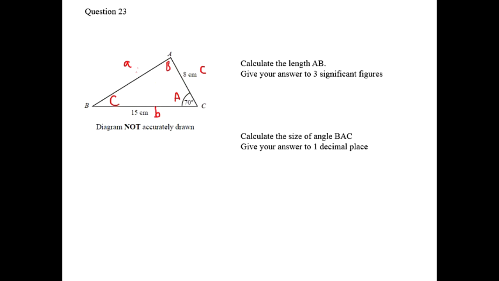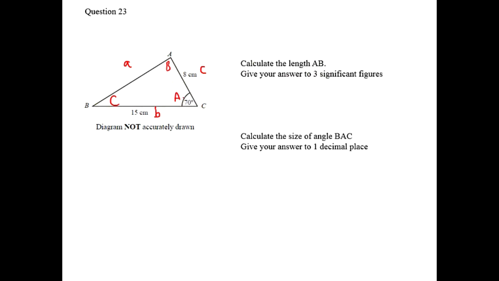Now the reason I've labelled it like this is because I can tell this first question here is a cosine rule question. We're asked to find the length here AB, but we're given two sides and the included angle. That's one of the ways of having a cosine rule question. Two sides and an included angle. The other way would be if we're given all three sides and no angles.